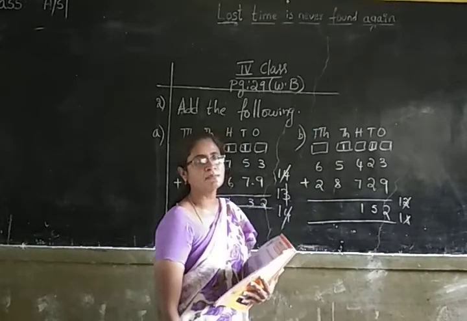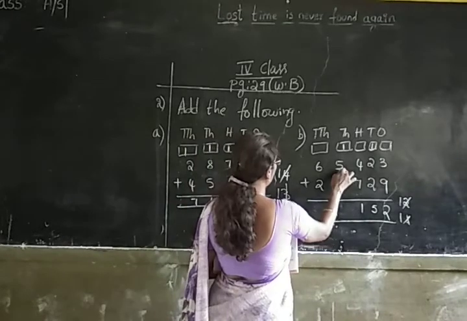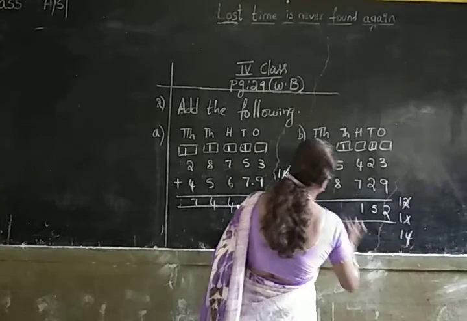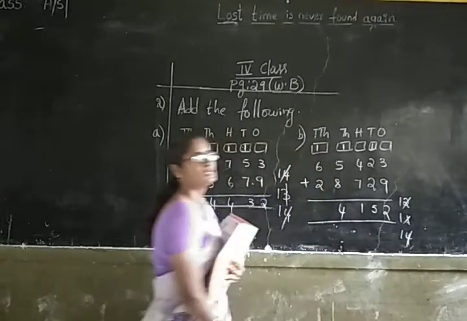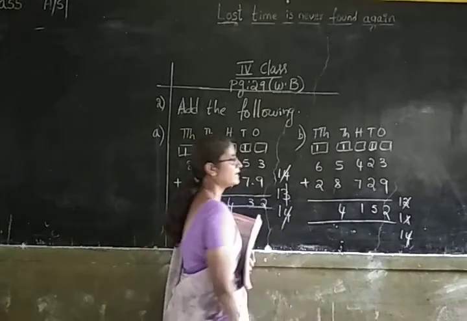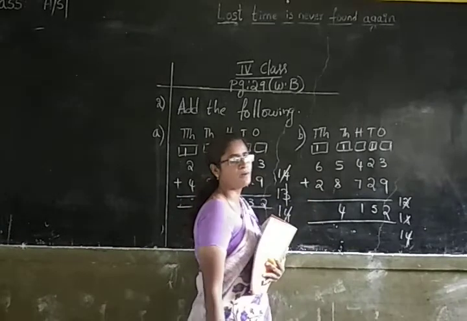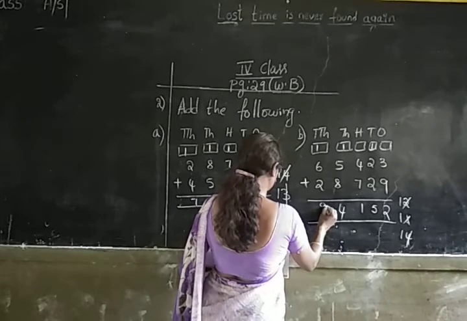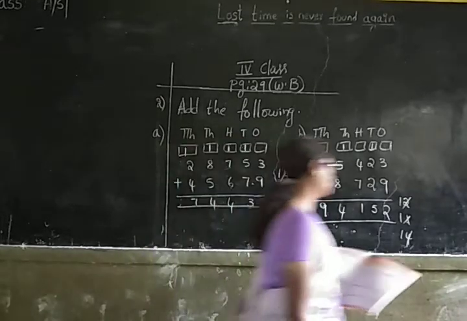After adding the numbers in hundreds place, you have to add the numbers in thousands place. 8 plus 5 is 13 and 13 plus 1 is 14. You have to put 4 in thousands place and carry away 1 to the 10,000s place. After adding the numbers in thousands place, you have to add the numbers in 10,000s place. 6 plus 2 is how much? 8. 8 plus 1 is 9. So the answer is 94,152.